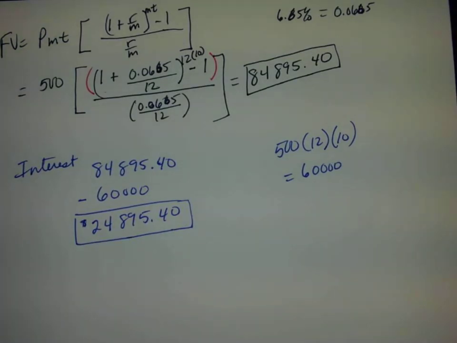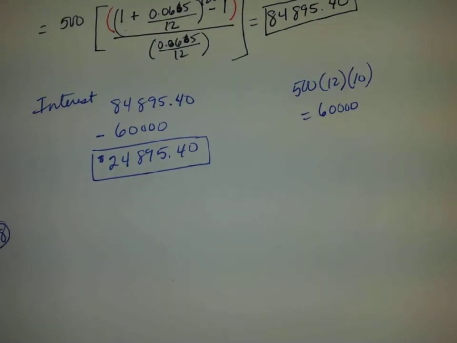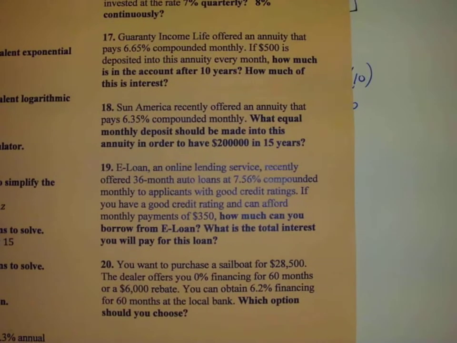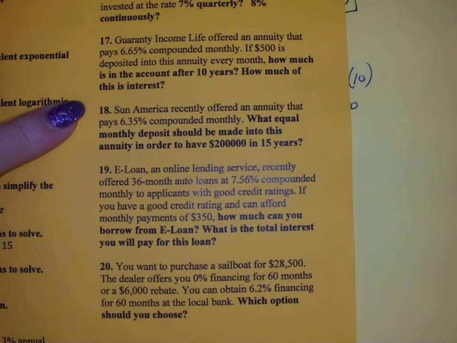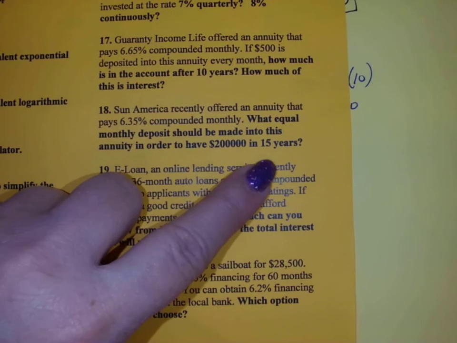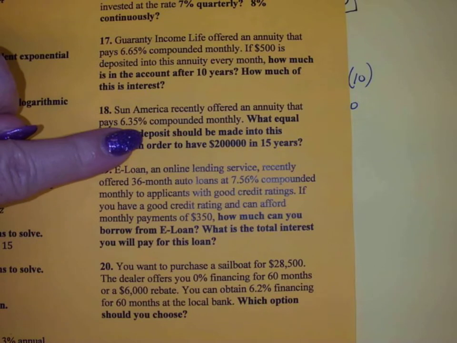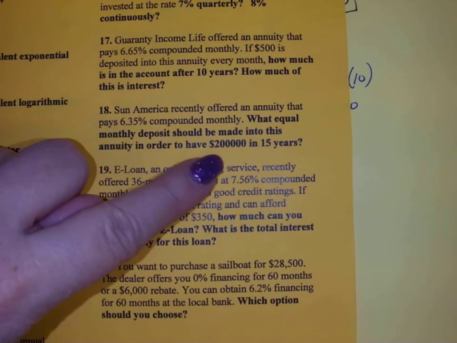All right, let's go on to number 18. And on number 18, we will use that 6.35% interest rate. So Sun America recently offered an annuity that pays 6.35% compounded monthly. What equal monthly deposit should be made into this annuity in order to have $200,000 in 15 years? So this tells us we're looking for the monthly deposit. Well, that's our payment, and we're looking at a future value.